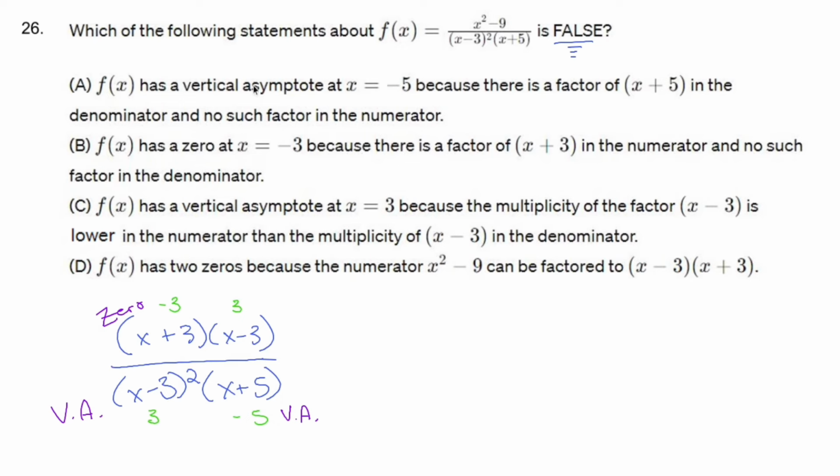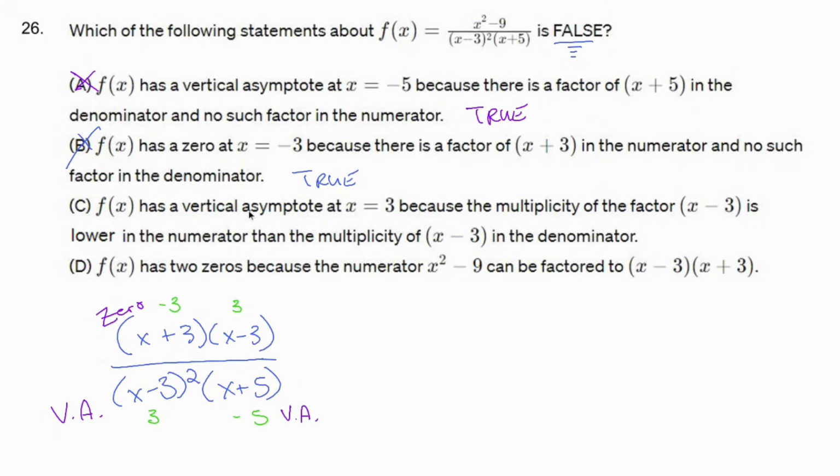F of x has a vertical asymptote at negative 5 because there's a factor of x plus 5 in the denominator and no such factor in the numerator. That is true, so that's not what we want. We are not going to select that. Okay. F of x has a 0 at x equals negative 3 because there is a factor of x plus 3 in the numerator and no such factor in the denominator. That is also true, so that's not the one that we want.